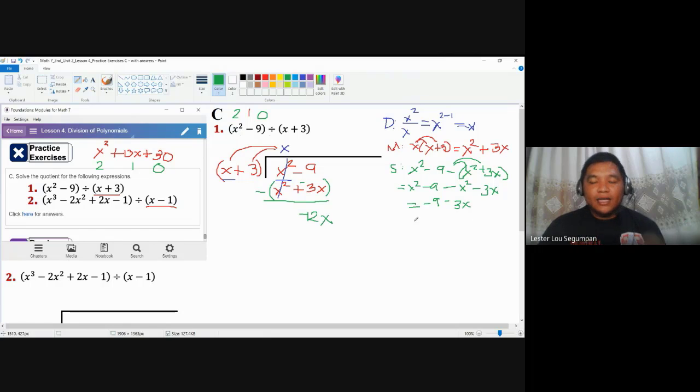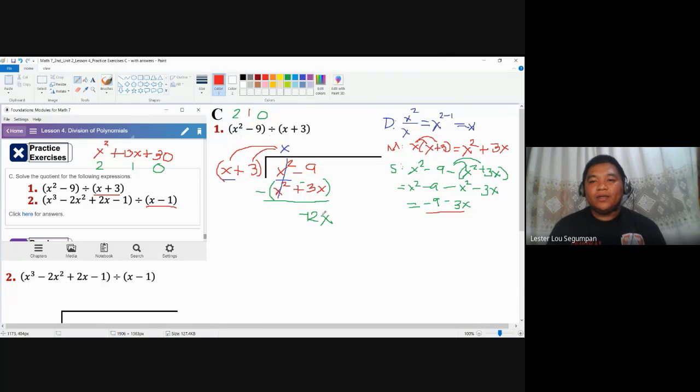Some of us, or even few of us, tend to combine this. Take note that negative 9 here is an unlike term to 3x and vice versa. So we cannot combine this. Therefore, negative 12x here is not the correct answer. And how do we remove that misconception now?